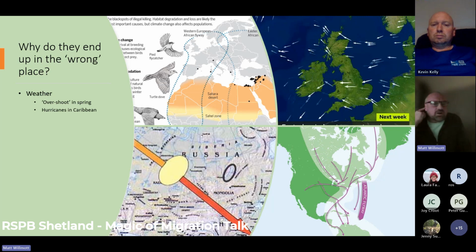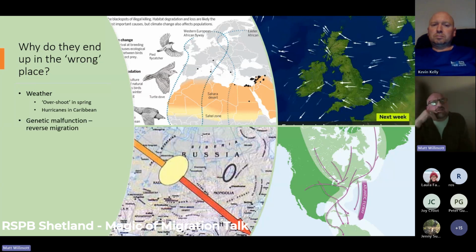And then we can get some quite exotic vagrants coming right the way across the Atlantic from the States, particularly in the autumn, when Florida and parts of the Caribbean get battered by storms and hurricanes that go up the eastern seaboard and then rush out into the Atlantic. They can drop birds into Ireland, southwest England, the Hebrides, and indeed Shetland.